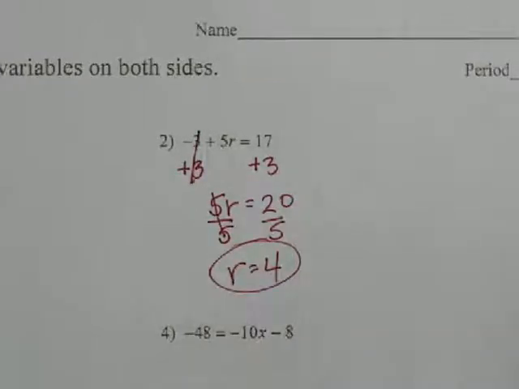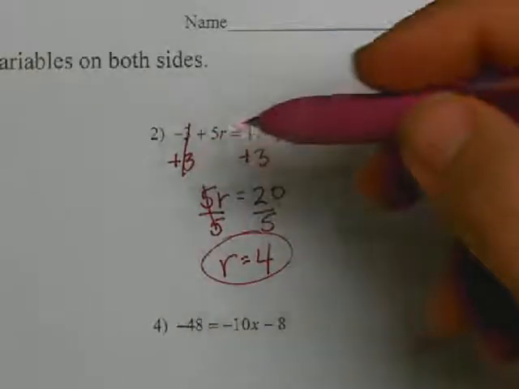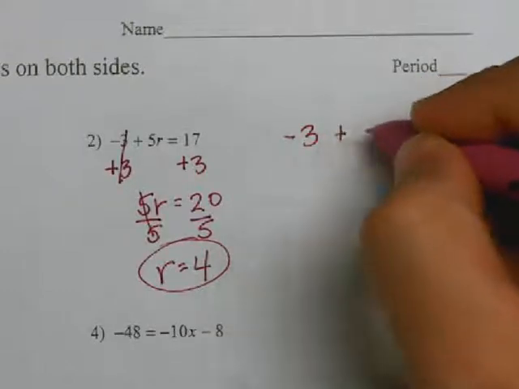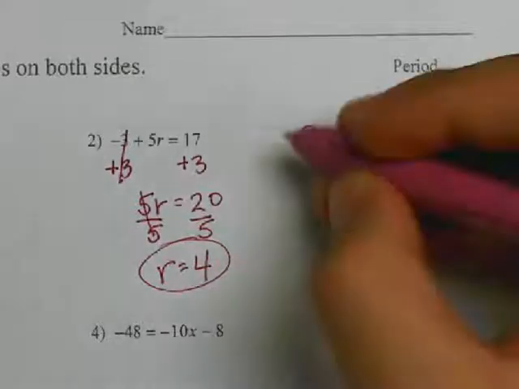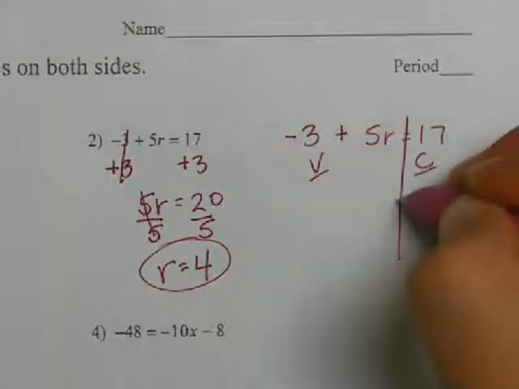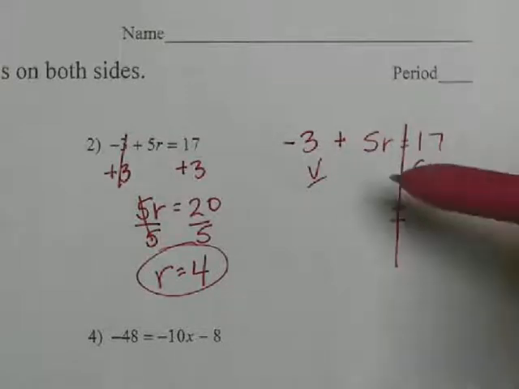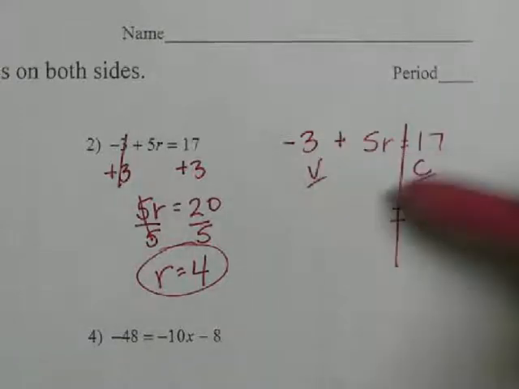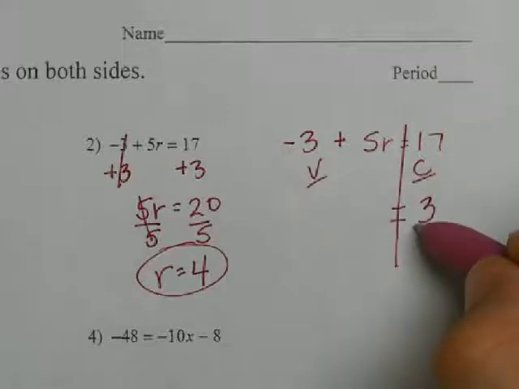Okay? So that is one way to work this, and this is what we would consider method 1, or the old way. Now, we did teach you a new way, negative 3 plus 5r equals 17, where you draw a line down the equal sign, and you make a variable side, a constant side, and an equal sign. With this, you're going to move anything that's a variable to the left, and anything that's a constant to the right. And if you cross the line, you change the sign. So negative 3 is a constant, so we're going to move it over here, but we're going to change it from negative to positive.